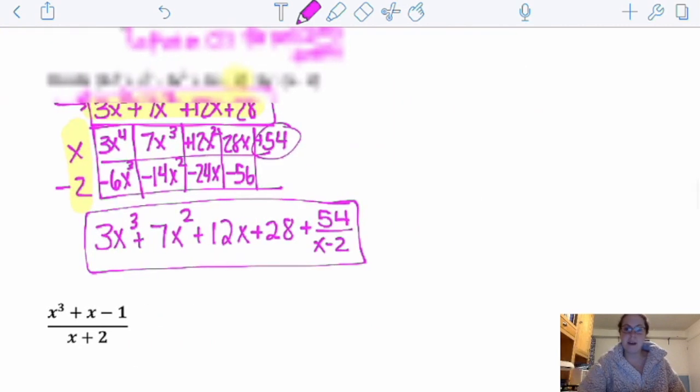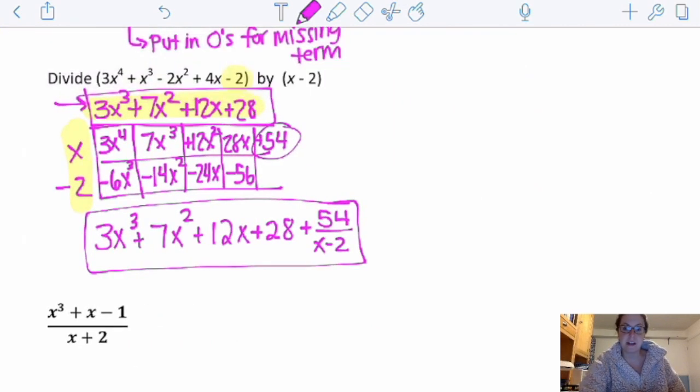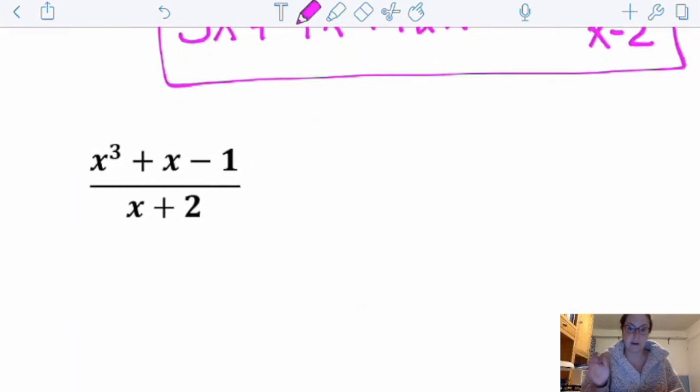Now again, you could do that with long division. You would get the same answer. It would just be different steps. So this next one I'm going to do with long division for those of you that like this better. And I want to do this with long division because we need to be very particular about this. So this says to divide this by x plus 2.